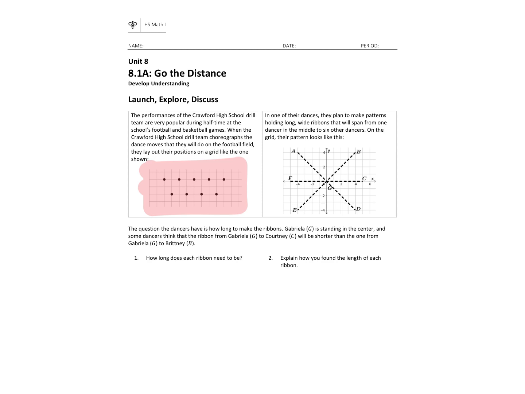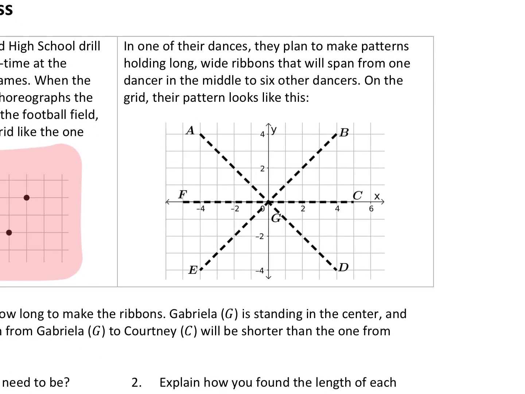In one of their dances, they plan to make patterns holding long, wide ribbons that will span from one dancer in the middle to 6 other dancers. On the grid, their patterns look like this. Now, it's really helpful to recognize right off the bat if there are any ribbons between dancers that are the same length. So I'm going to mark up anything that I think is the same length right here. To me, it looks like these diagonals are all the same length, and then these horizontal ones also look like they're the same length.